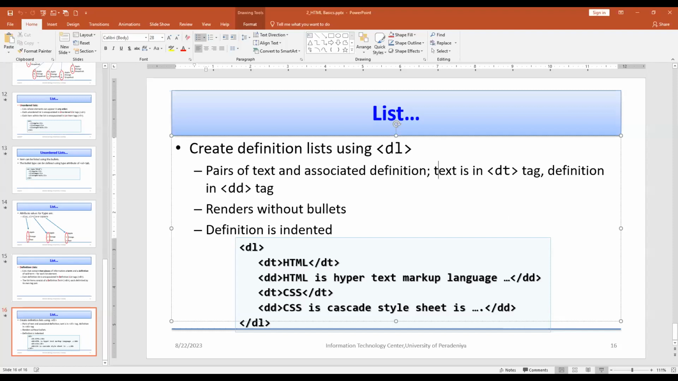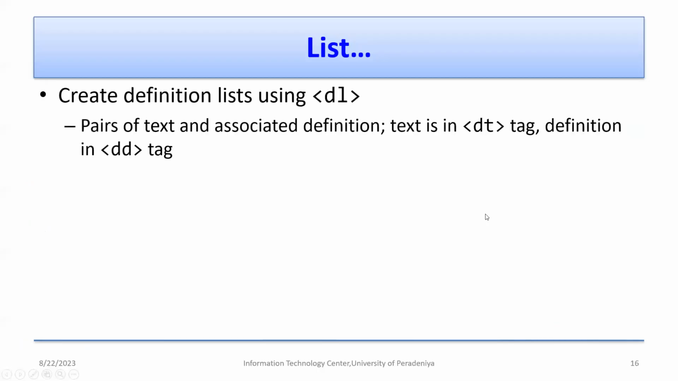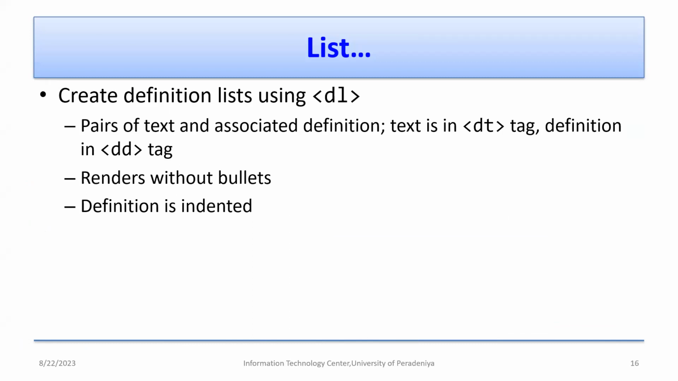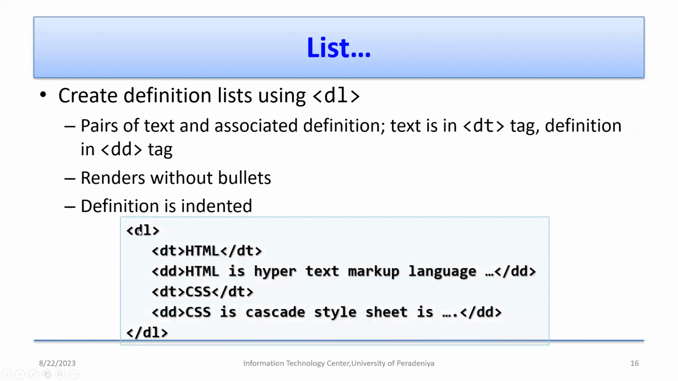What is the difference between the ordered list, the unordered list, and this definition list? Here, there are three tags. The first one is the definition list tag, the next one is the definition term, and then we have the data definition. So this is how we do this. First of all, we have to insert the definition list. There is a list of definitions. Then we can use the definition term, and then we can have a definition.